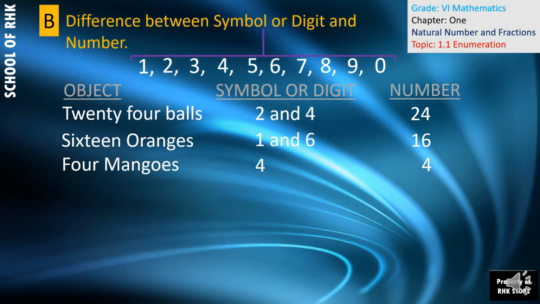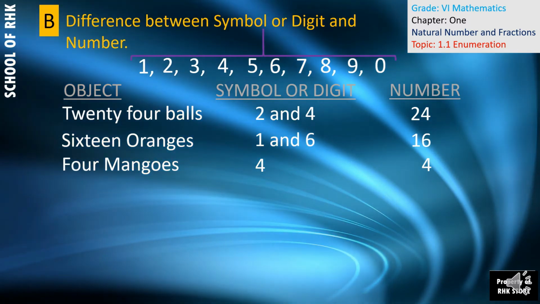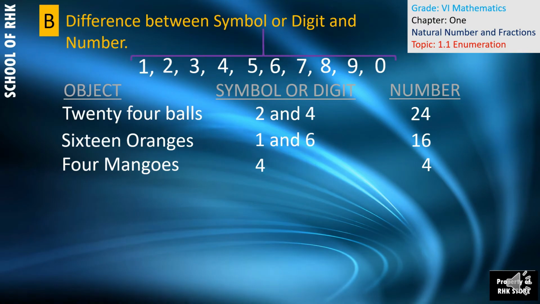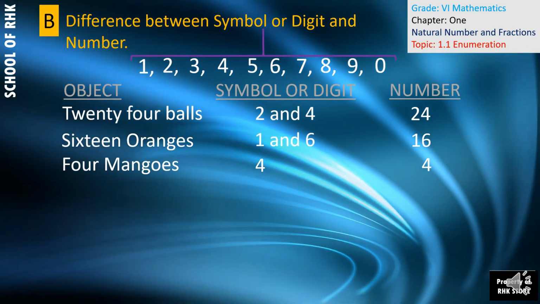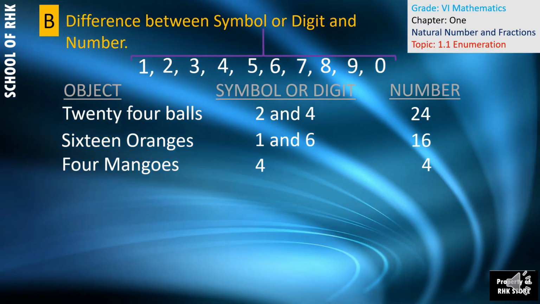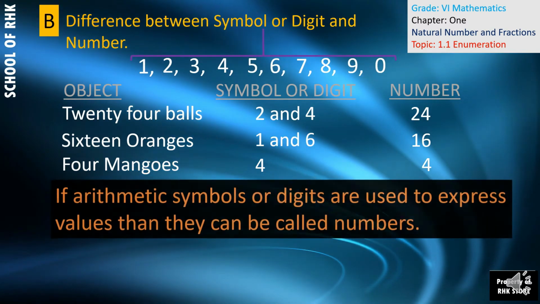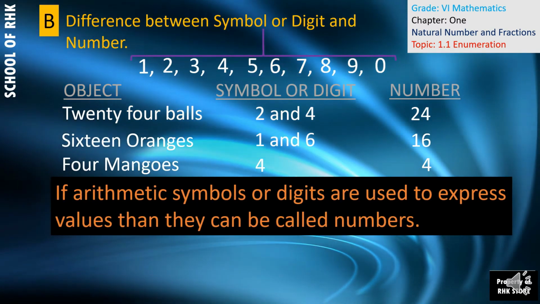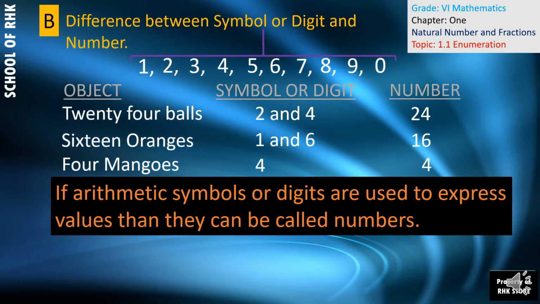Whenever we express the value of a subject or an object using a symbol or digit, it is called then a number. So, if arithmetic symbols or digits are used to express values, they can be called numbers.